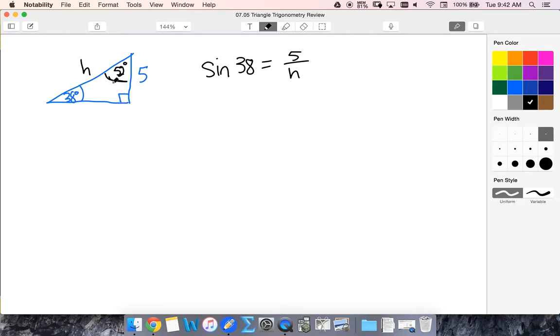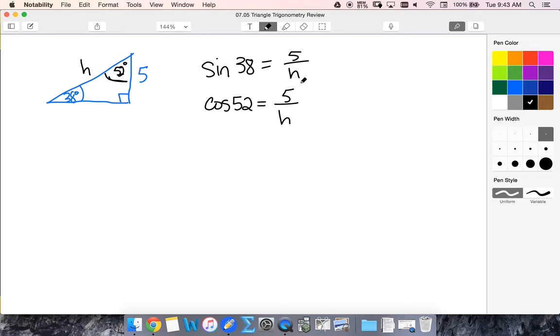Well, I could also use the 52. With the 52, I could have sine of this over h, but I don't know this side, so that doesn't make sense to use. With 38, cosine would also be this missing one. That doesn't make sense to use. But with 52, I have the adjacent side. I have the side touching. So I could also say that cosine of 52 is equal to the adjacent over the hypotenuse. So either one of these I could solve.